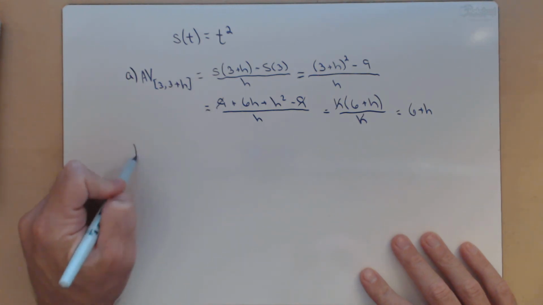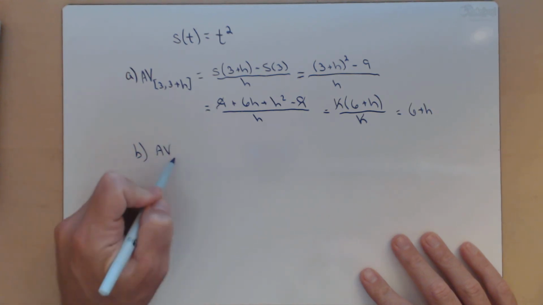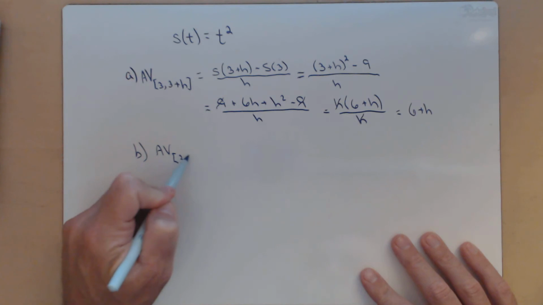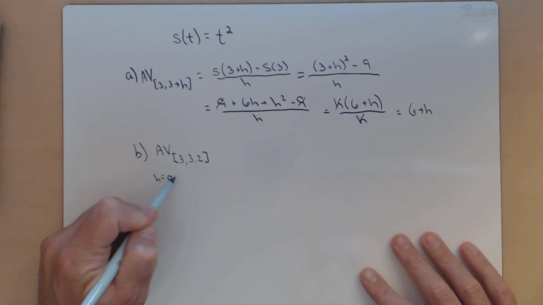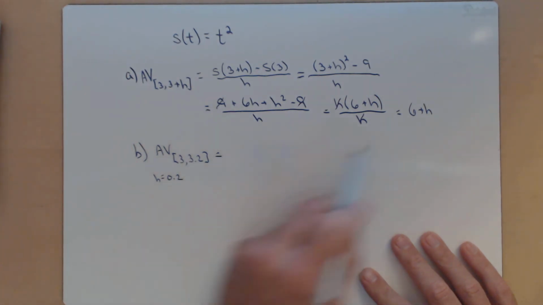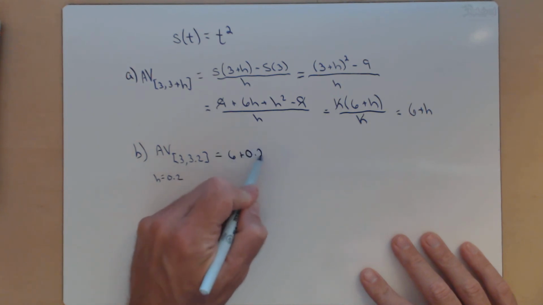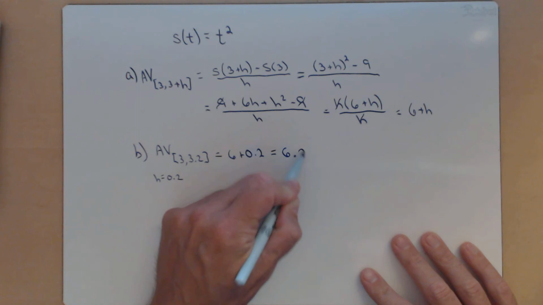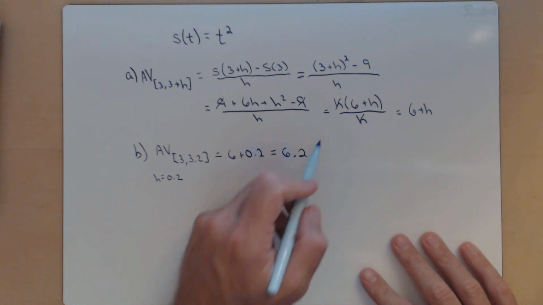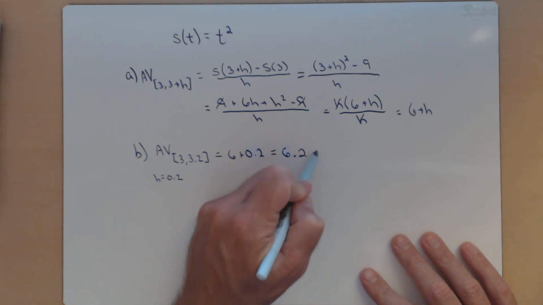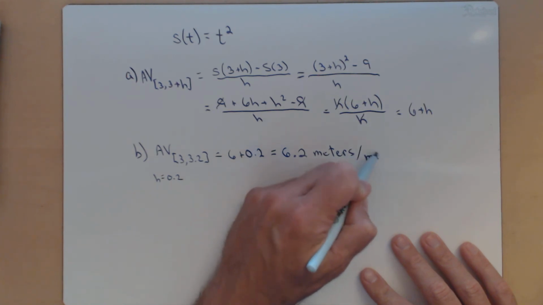Now, one way this is so useful is in part B, determine the average velocity between 3 and 3.2. Well, that just means h equals 0.2, and I've got a nice formula that gives me the average velocity in terms of h. So it's 6 plus 0.2, or 6.2. Now, this problem said s is measured in meters and t is measured in minutes. So this is going to be in meters per minute.